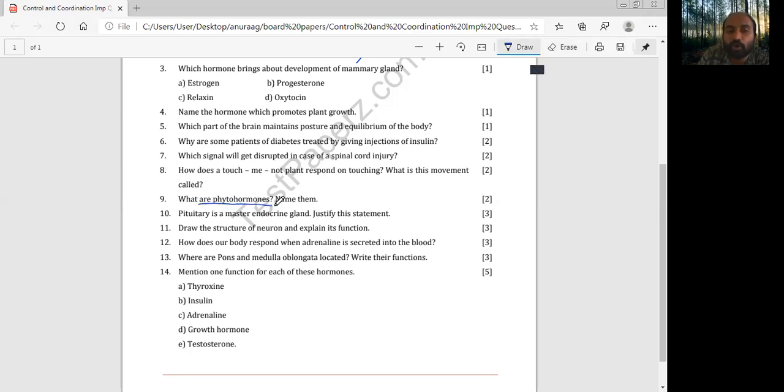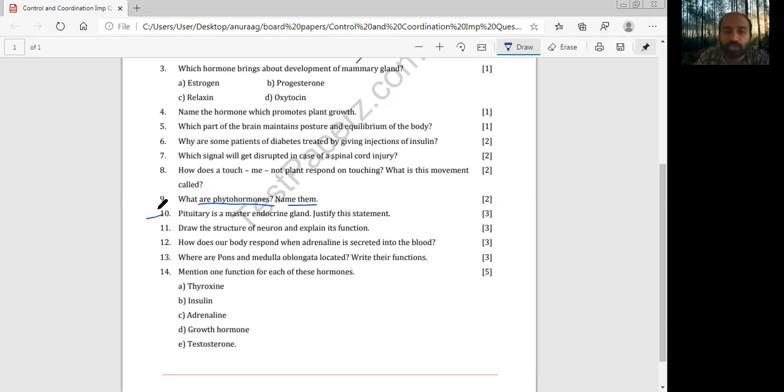What are phytohormones? Phytohormones are nothing but plant hormones. Name them: auxin, gibberellin, cytokinins, indole acetic acid, indole butyric acid, ethylene, etc., which I already taught you. Go back if you are not confident in this.